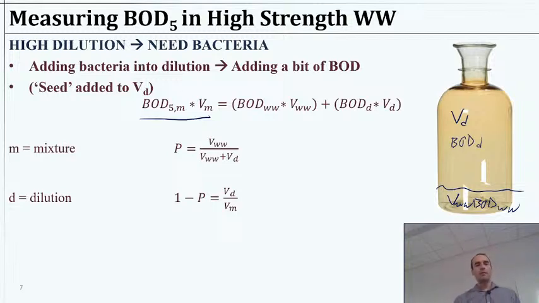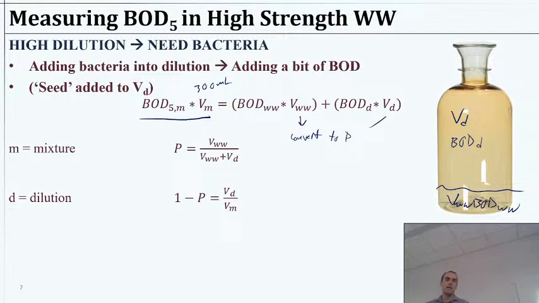So the mass balance here, coming back to that: BOD in the mixture times volume of the mixture, this should typically be 300 milliliters, is equal to the BOD of the wastewater times whatever volume we use there, plus the BOD in the dilution water times whatever volume we use there. Now, it'll be kind of convenient to convert this to P, the dilution factor, and that volume. So then we can get kind of everything in terms of the dilution factor.